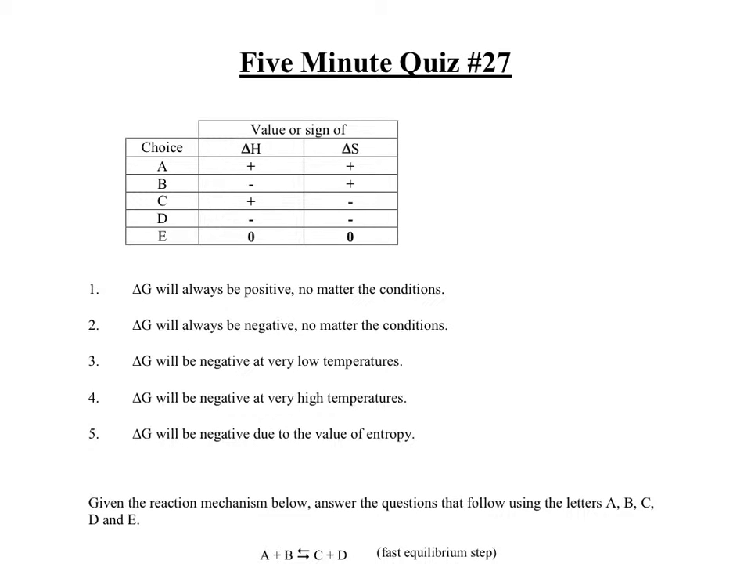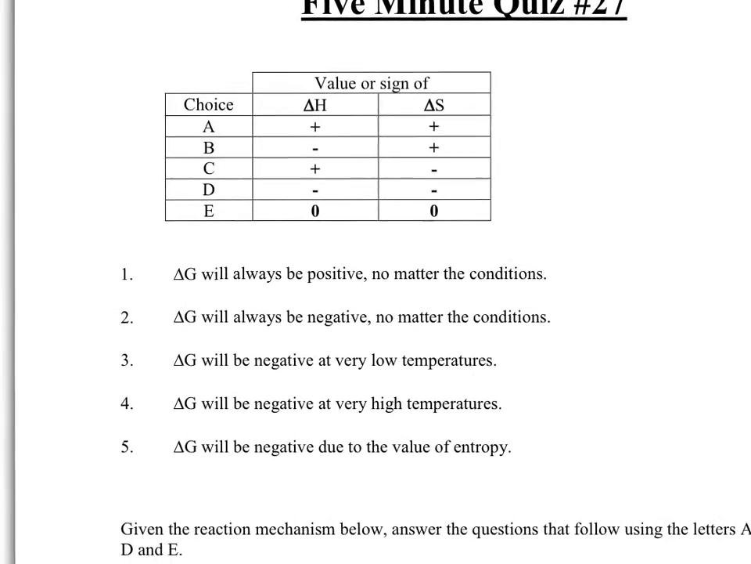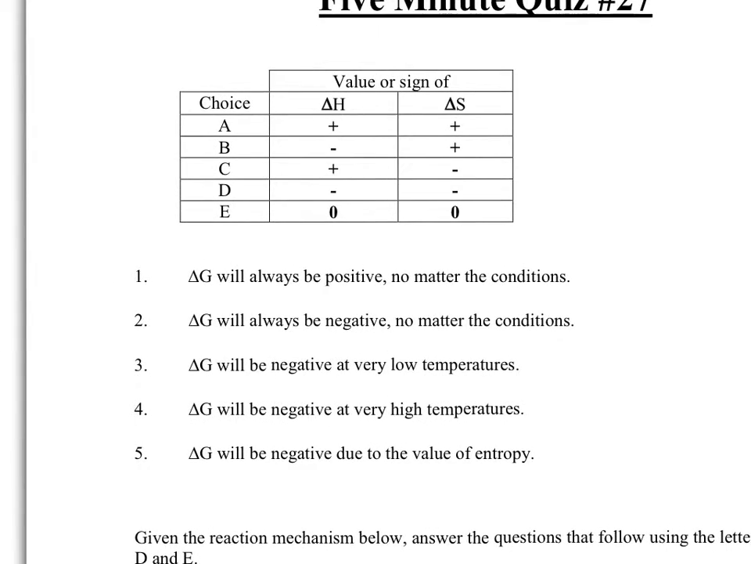27. Didn't we just do this one? No. Same concept. Delta G will always be positive no matter the conditions. If delta G is positive, is that thermodynamically favorable or not? Not. So that means H and S are not what they want to be, which means it's C. Delta G will always be negative, which is what, favorable or not? Very much. That is favorable. So that means H and S are exactly what they want to be, which is B.